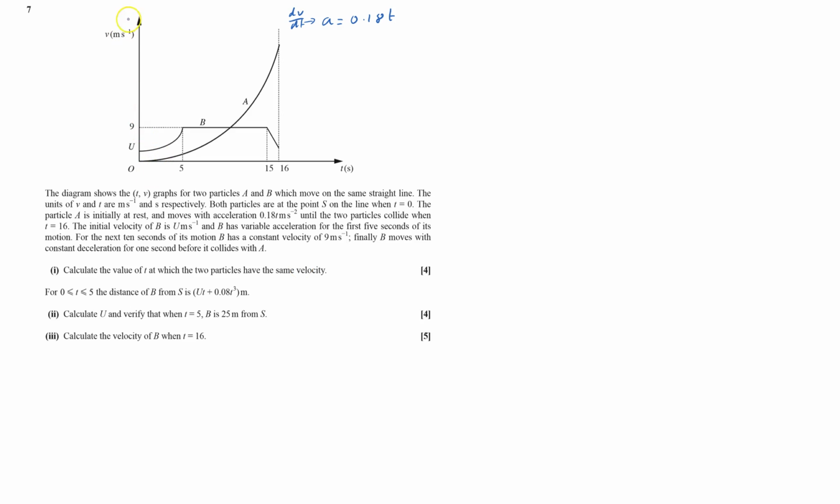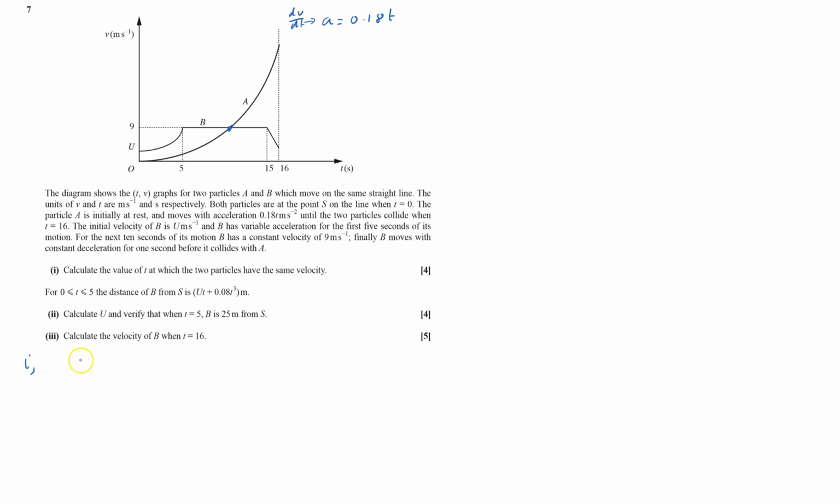Or when they got the same velocity is up here. When they got the same, obviously they've got the same velocity there, and the velocity is 9. So that's what I'm going to do. I'm going to find out when A has got a velocity of 9. So first part, I'm just looking at the A bit.